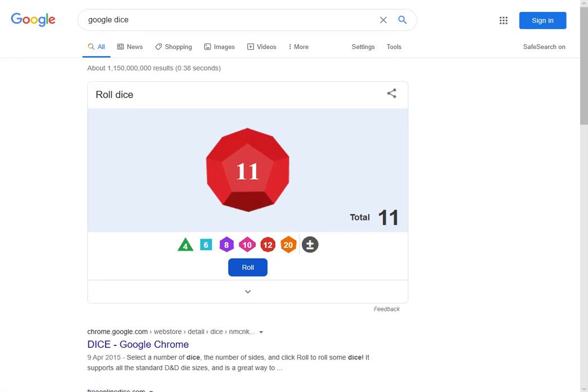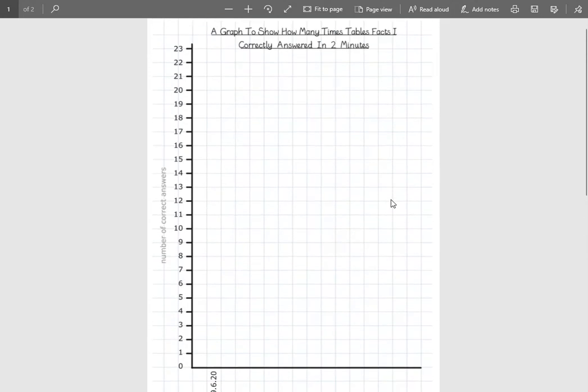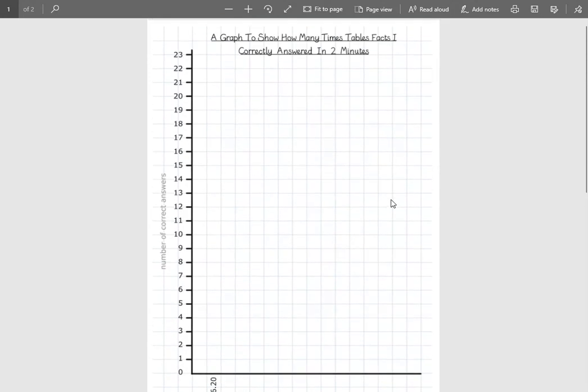Afterwards go and mark it, mark your answers, and then record how many you got right on this bar chart here, and then stick that on the fridge, and you can see over time how well you do. And I'll mention this again for you to keep doing another day because it's such good practice.